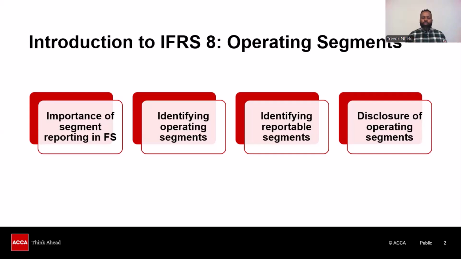What constitutes then a reportable segment? How do we make the determination that this segment, we need to report on it separately? These ones, we need to group them together and call them other segments. And lastly, I'm going to briefly discuss the disclosures of segment information. Majority of our time, we're going to spend it on identifying operating segments and identifying the reportable segments.